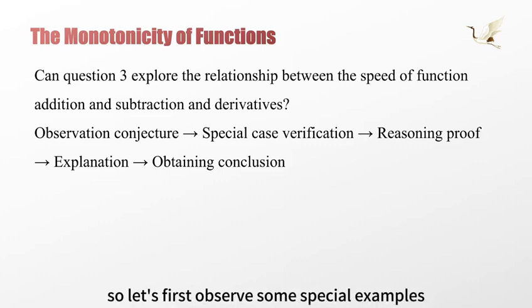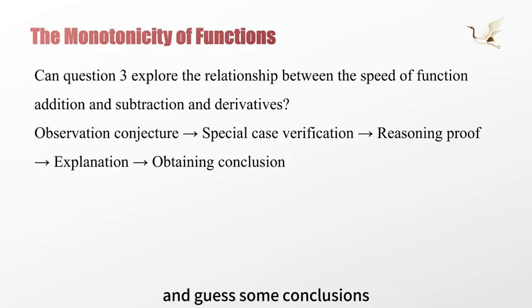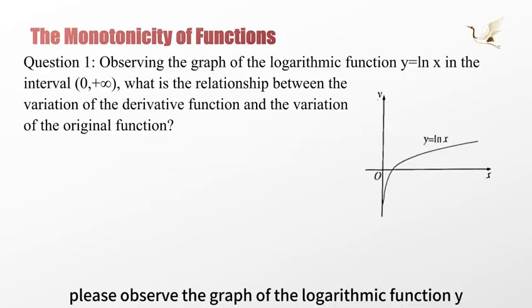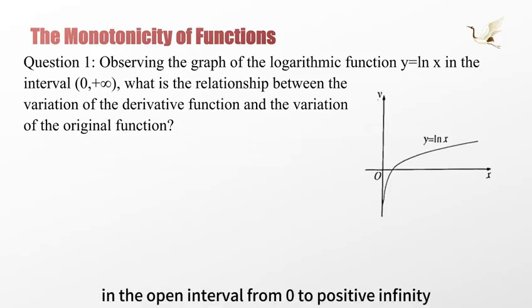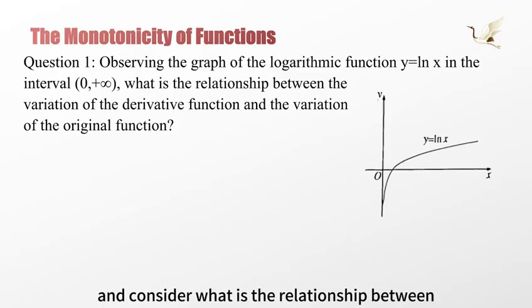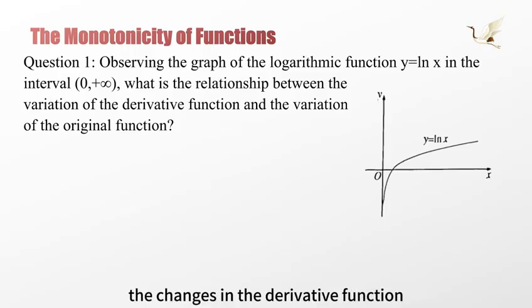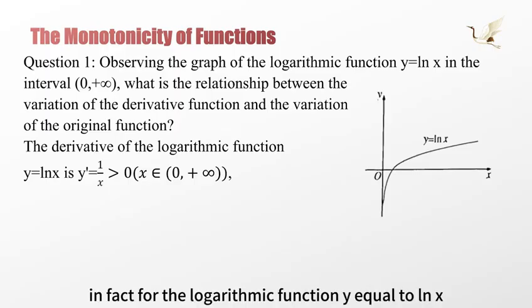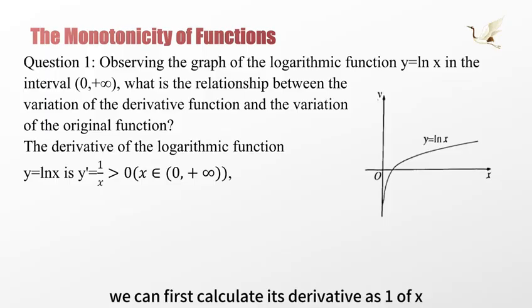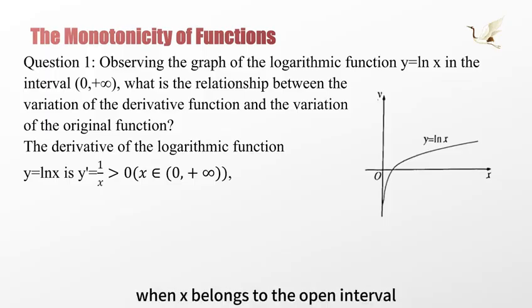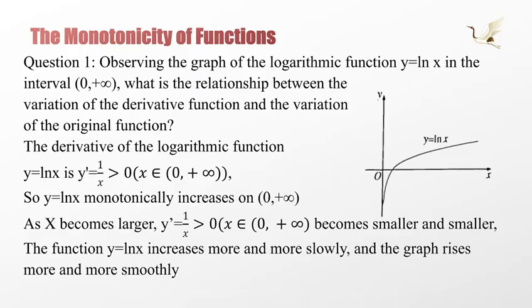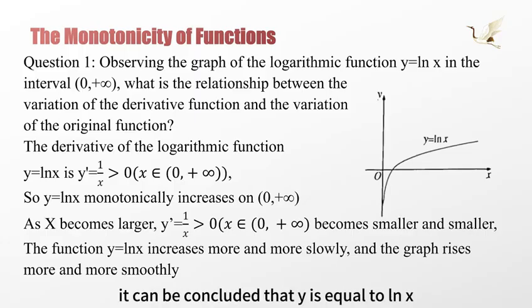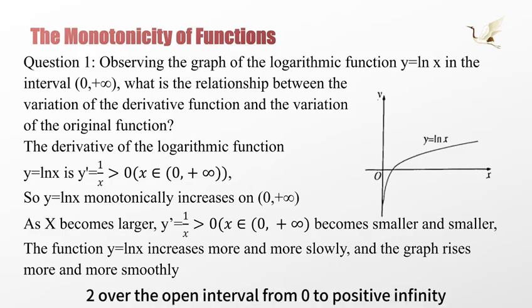So let's first observe some special examples and guess some conclusions. Please observe the graph of the logarithmic function y equals ln x on the open interval from 0 to positive infinity, and consider what the relationship is between the changes in the derivative function and the changes in the original function. For y equals ln x, we can first calculate its derivative as 1/x, and it is known that when x belongs to the open interval from 0 to positive infinity, the derivative is always greater than 0. So based on our previous exploration, it can be concluded that y equals ln x monotonically increases over the open interval from 0 to positive infinity.